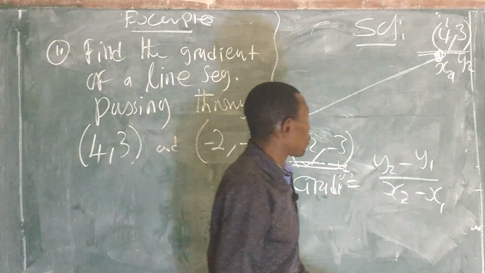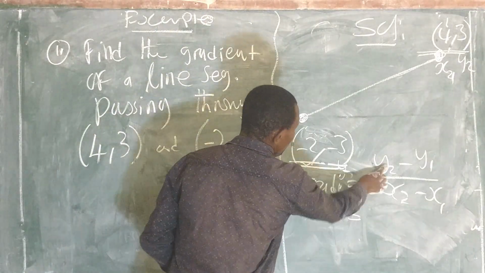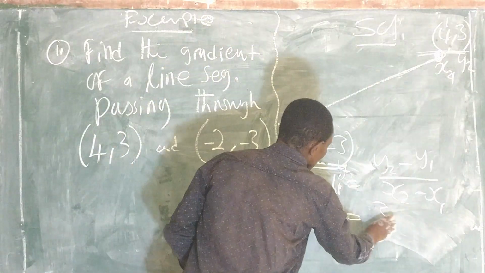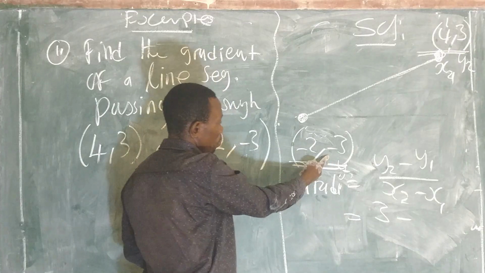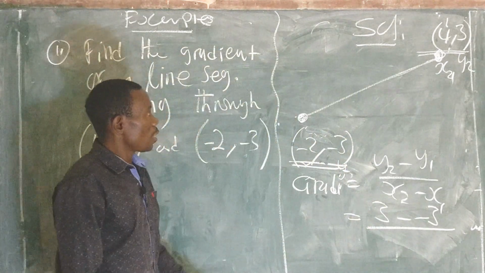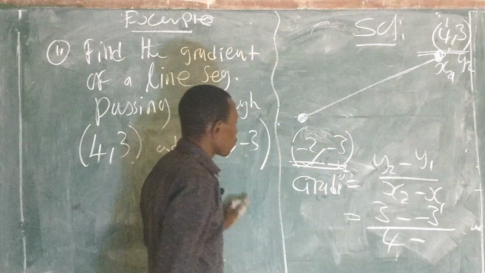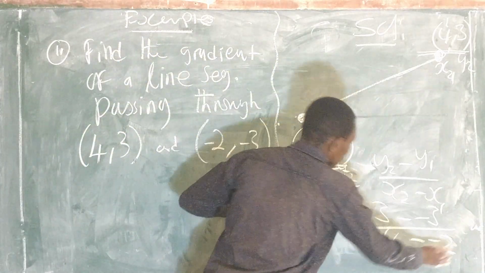So in my case, I will regard these ones as 2's, these ones are 1's. Hence, my y2 here should be 3. And y1 there should be -3. So here, -3. x2 here should be 4. And then x1 here should be -2. Look at that.